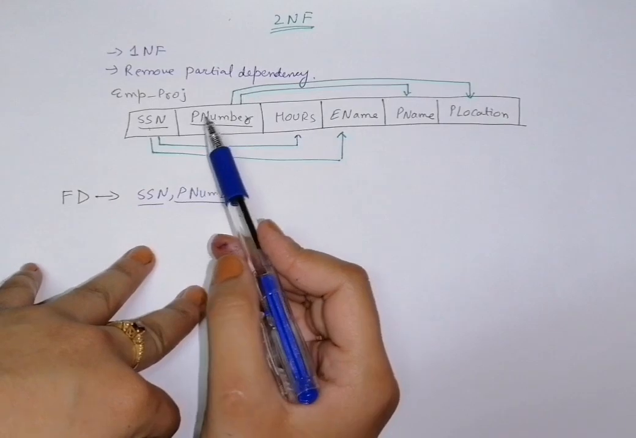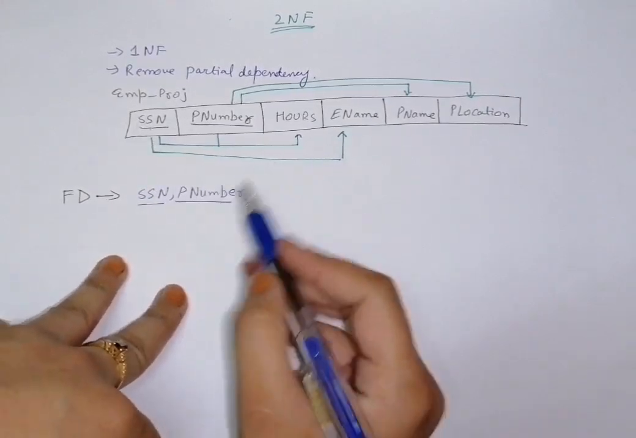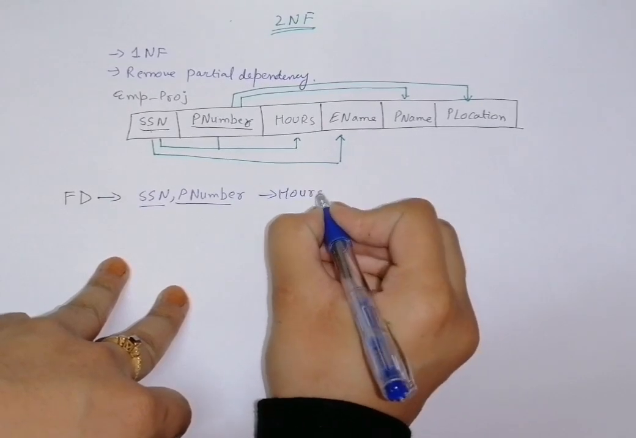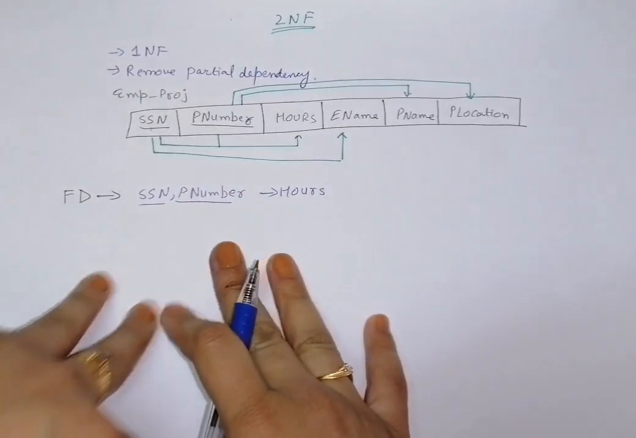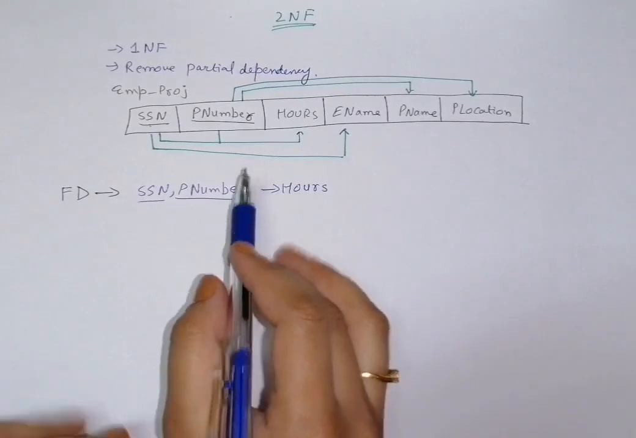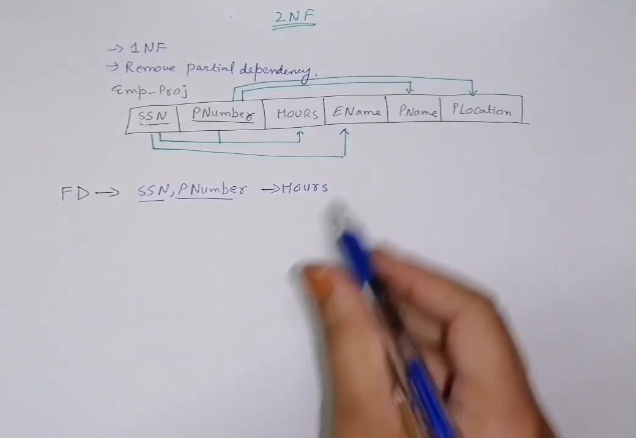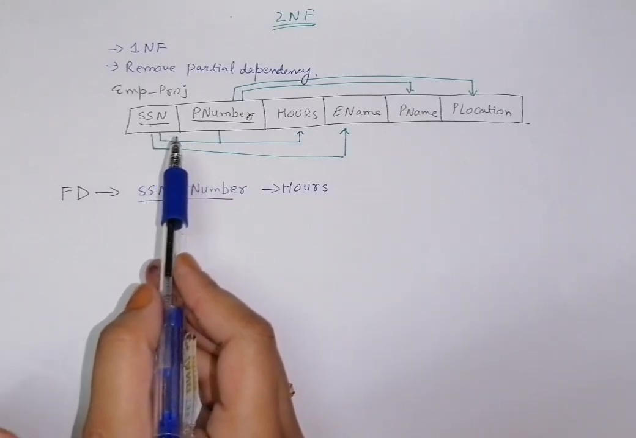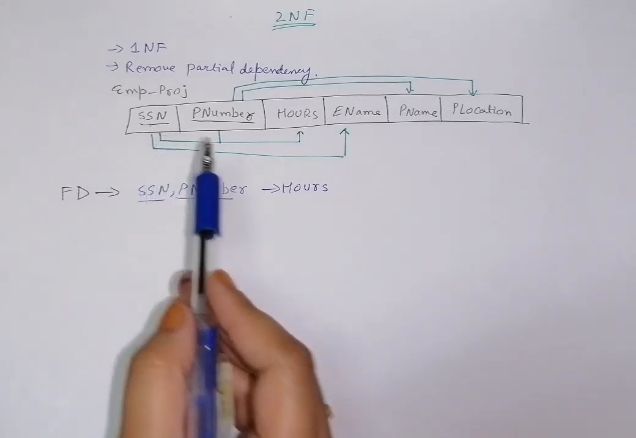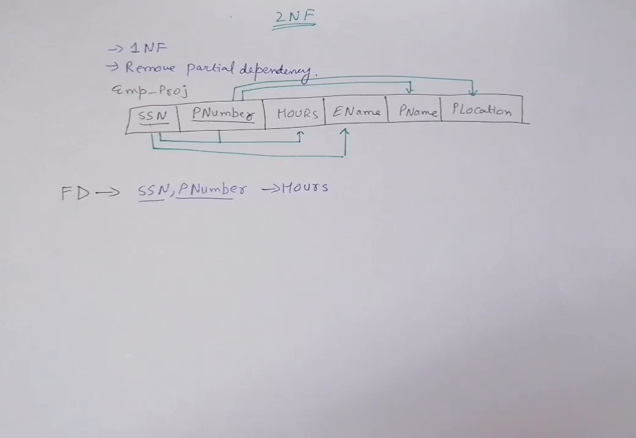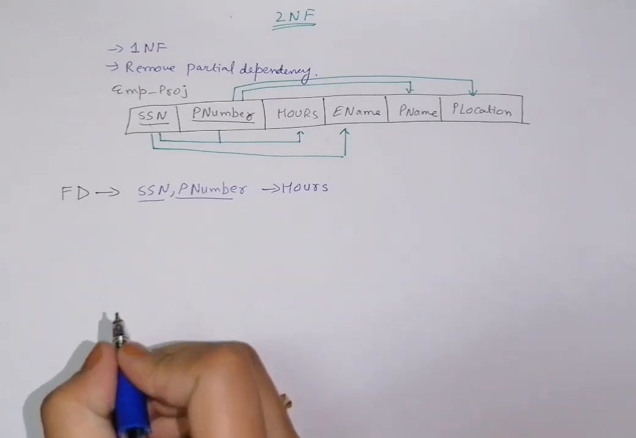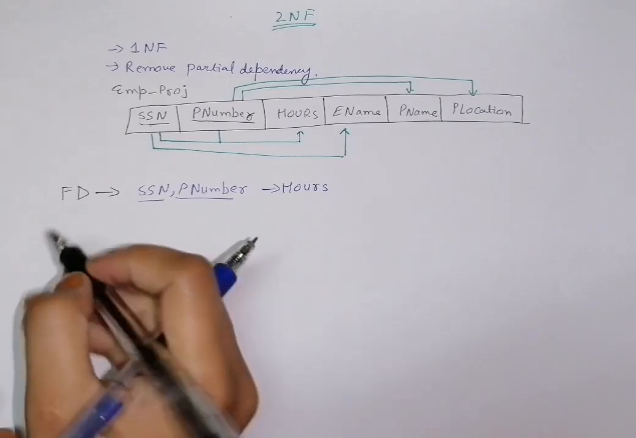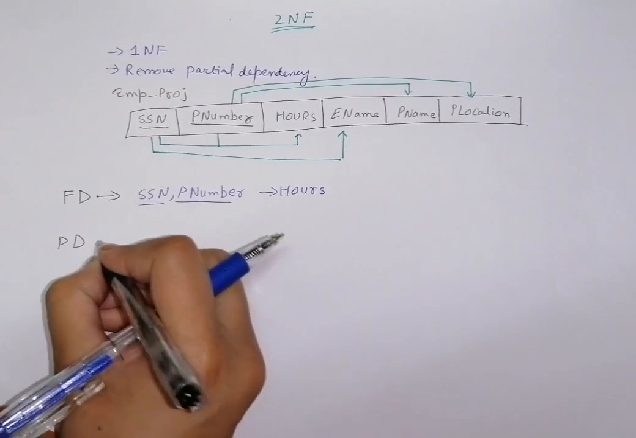Here you can see that on these two attributes there is only a single attribute, hours, that depends on both of them. So this is my only functional dependency over here. There is no other attribute that completely depends or relies on this particular primary key for its unique existence. So now I have listed the functional dependencies. Now I'll try to figure out the partial dependencies.